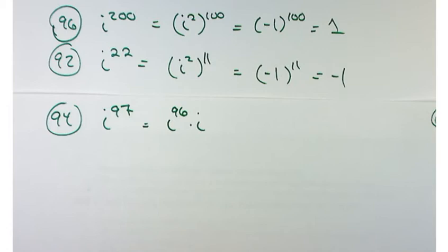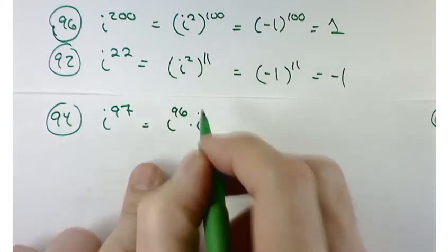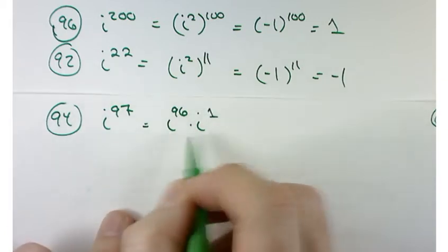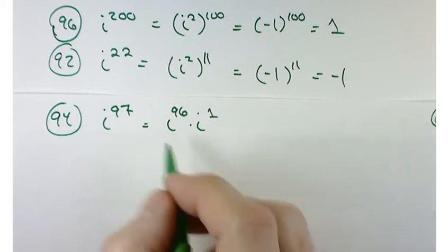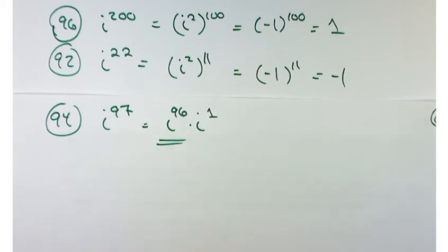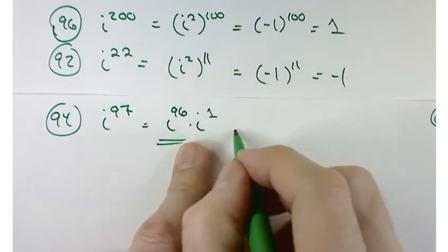Like, okay, fine. I'll just write that as 97 is 96 plus 1, right? So when I multiply things with the same base, I add their exponents. But in writing it like this, now I can concentrate my effort on this part, the i to the 96th power. That we can deal with. The i to the first power, we're just going to leave by itself.